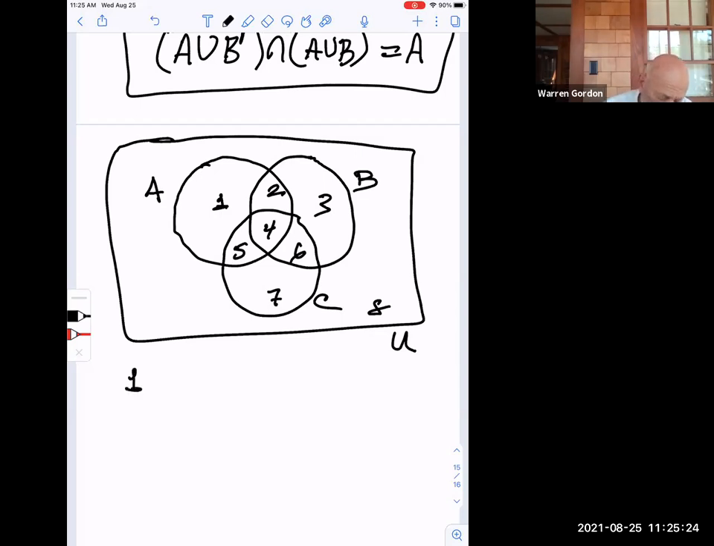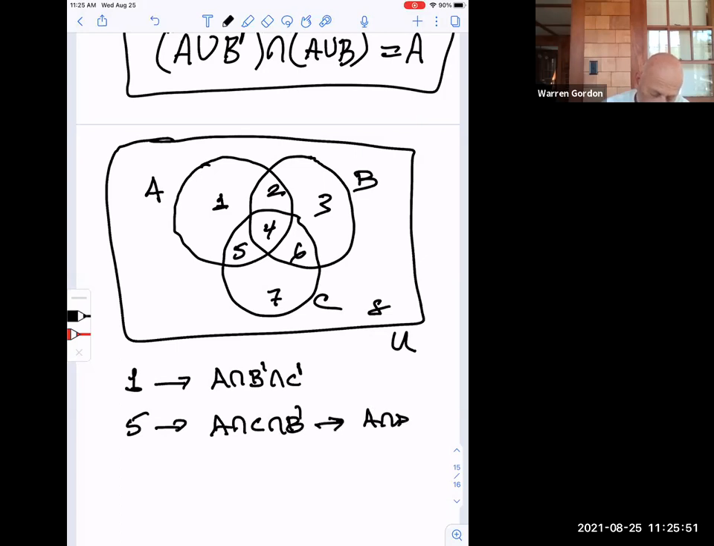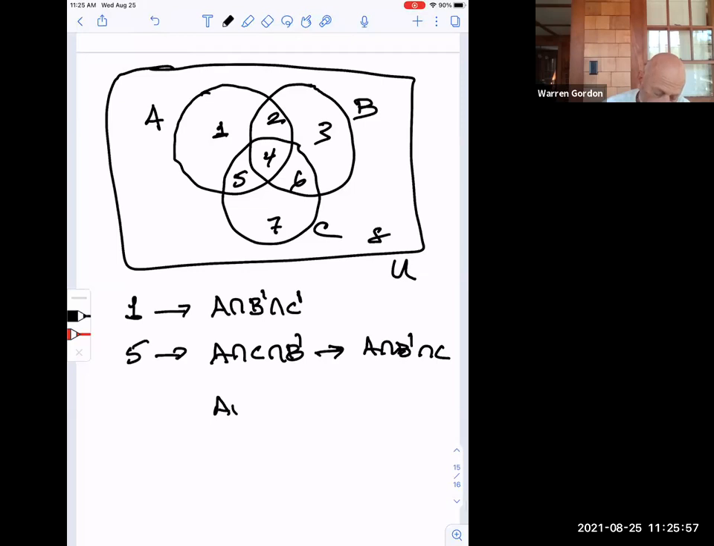If I want to look at region 1, notice region 1 are all elements that are in A, and they're not in B, and they're not in C. If I wanted to read region 5, those are all elements in A and C, and not in B. By the way, I would probably write this alphabetically as A intersection B complement intersection C. Maybe I should have said earlier that A intersection B, of course, is the same as B intersection A. That's sort of obvious, but I didn't say it. Similarly, A union B is the same as B union A.